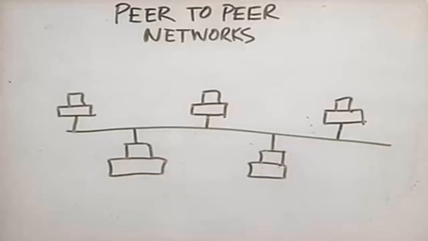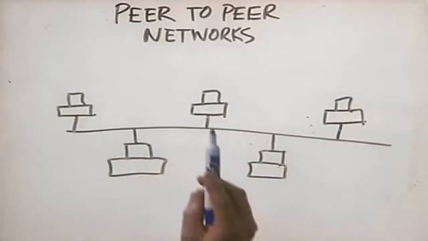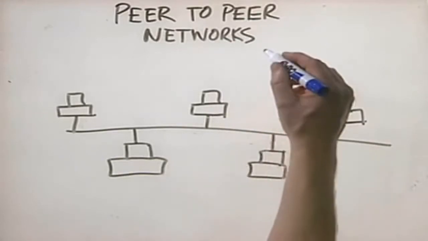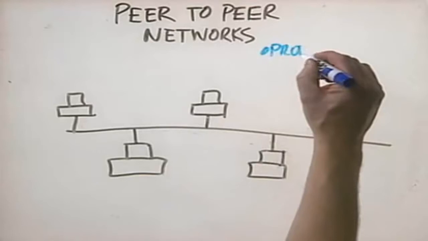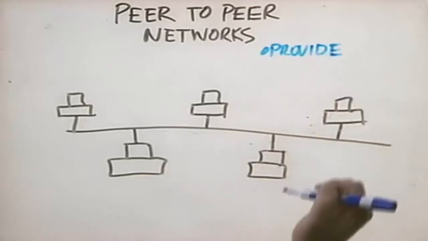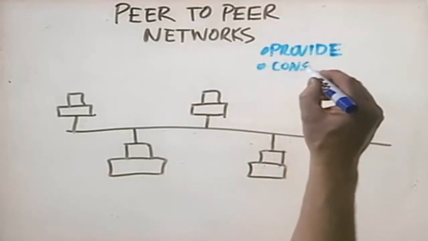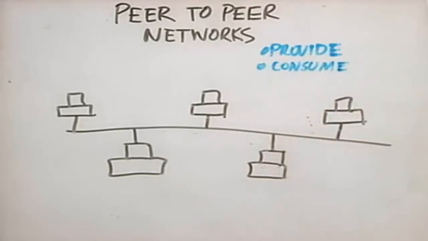Let's first talk about classifying networks according to the host roles. In other words, what do the hosts do in the network? The first one we want to look at is called peer-to-peer. In a peer-to-peer network, network hosts don't have a specific role that they play. In other words, hosts on a peer-to-peer network both provide network services, and hosts on a peer-to-peer network also consume network services. What exactly does that mean?